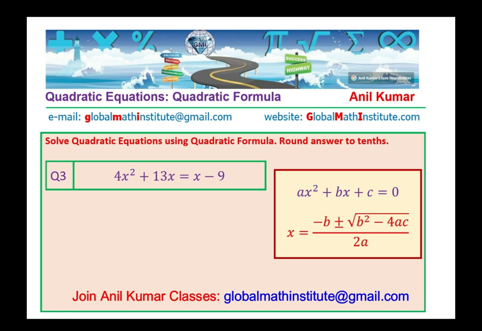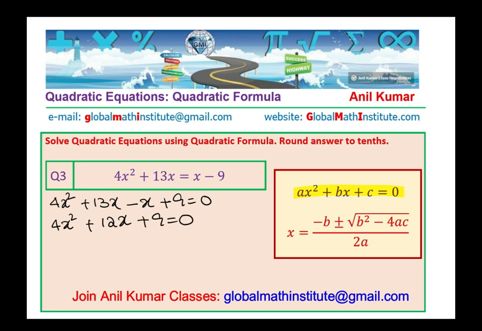So in here, we have 4x squared plus 3x equals x minus 9. Now sometimes you may have to rearrange since we want to write the equation in the form ax squared plus bx plus c equals 0. So bring all the terms together. So we'll write this as 4x squared plus 13x. Bring out x here. And then we have plus 9 equals 0. Combine the like terms, we get 4x squared plus 12x plus 9 equals 0.